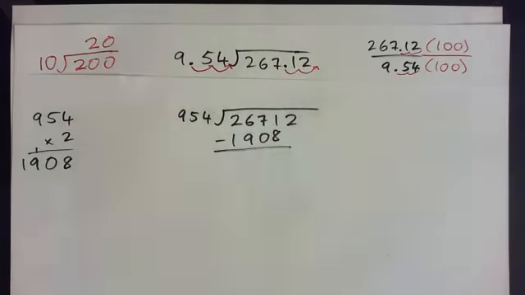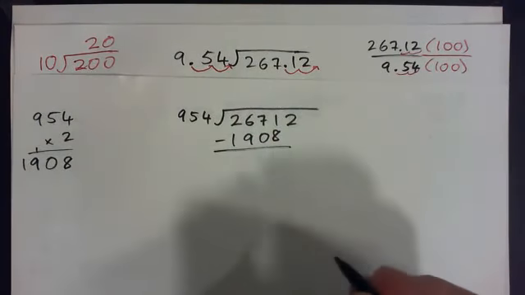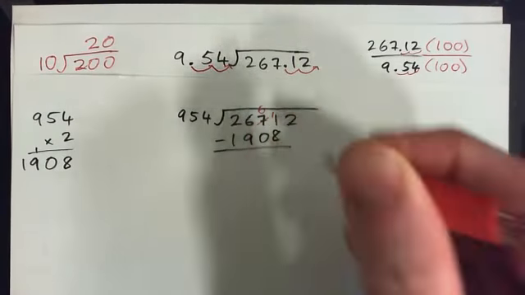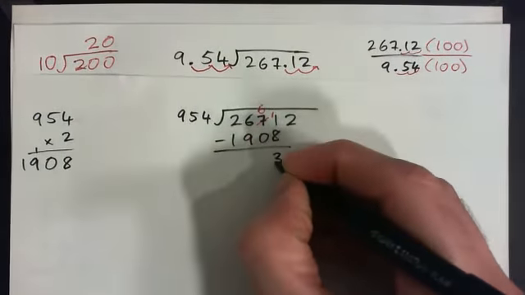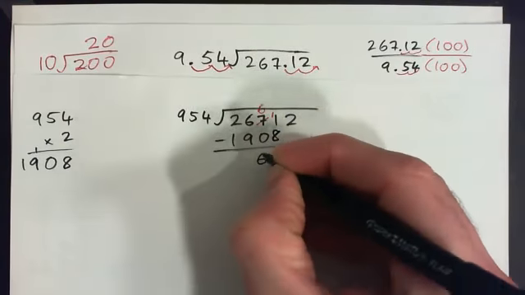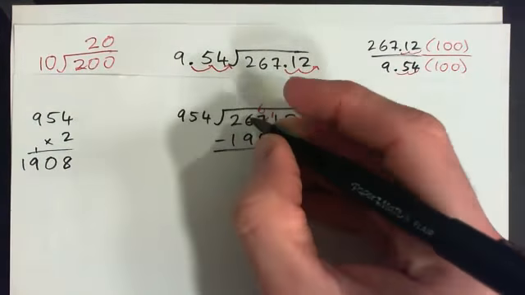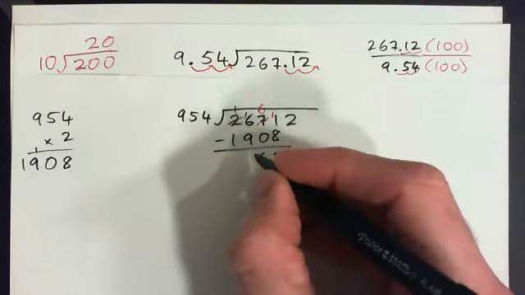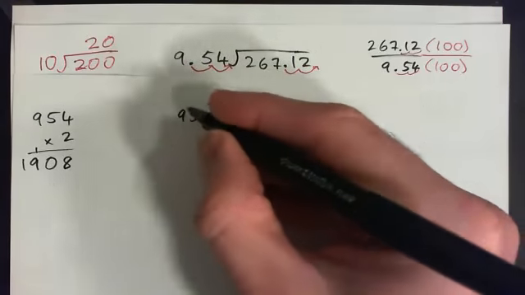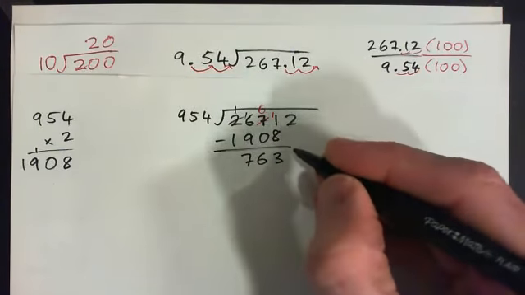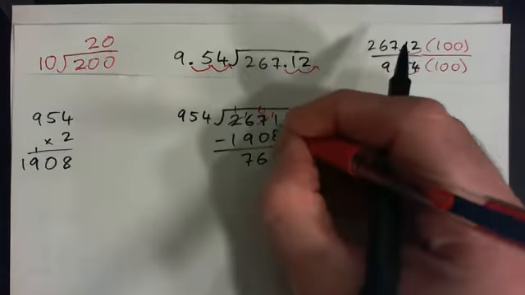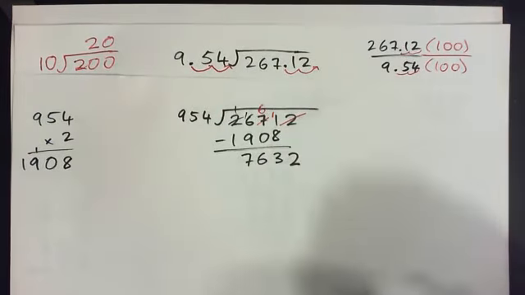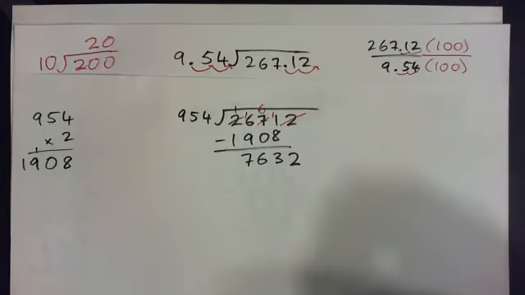And of course you can subtract that somewhere else if you like. But in any case, a 7 becomes a 6 and that becomes 11. 11 minus 8 is 3. 6 minus 0 is 6. And this becomes a 1, that becomes 16, and 16 minus 9 is 7. So now 954 into 763 won't go, and of course I've got to bring down the 2. So 954 into that goes how many times, do you think?